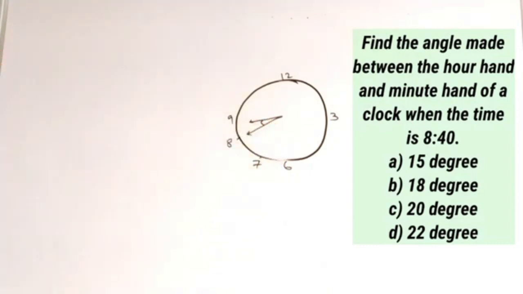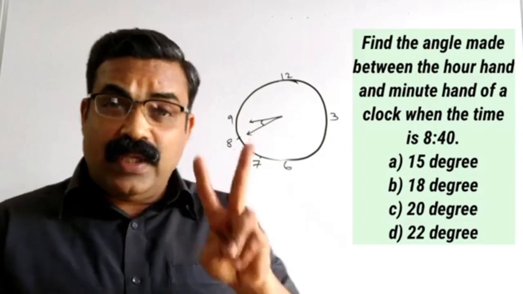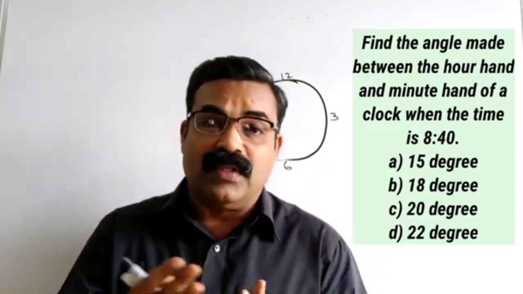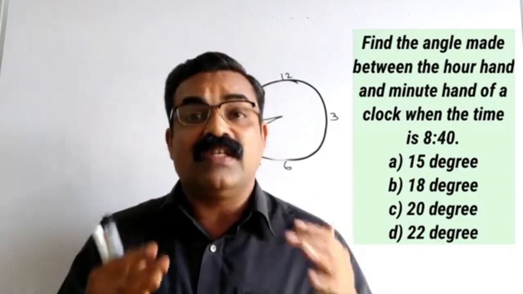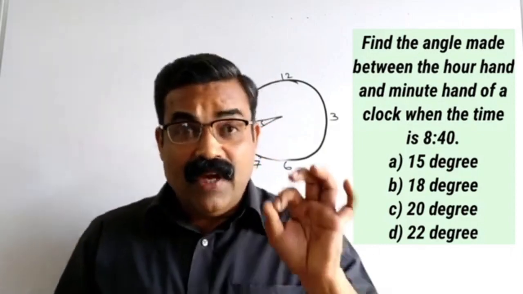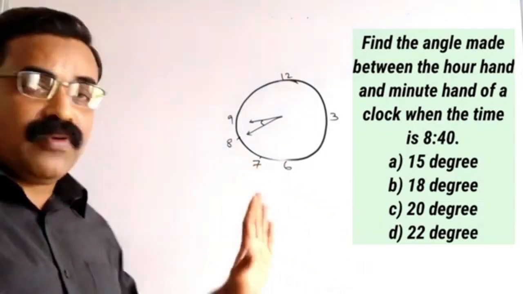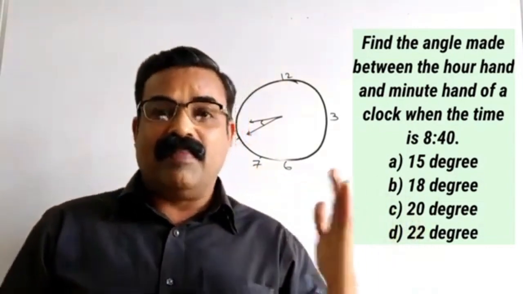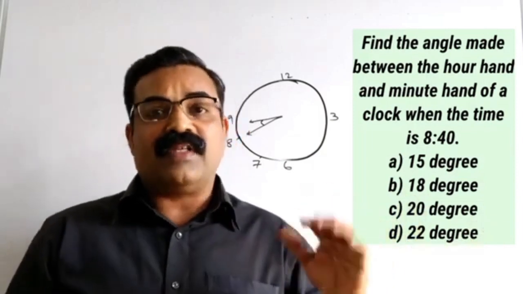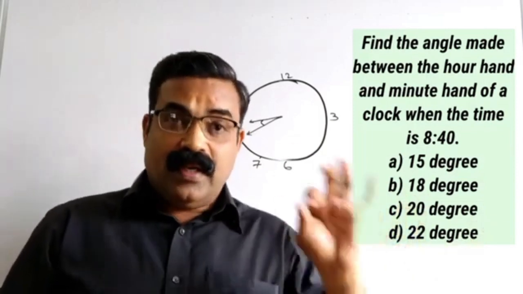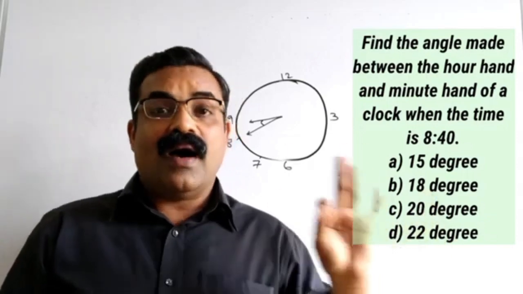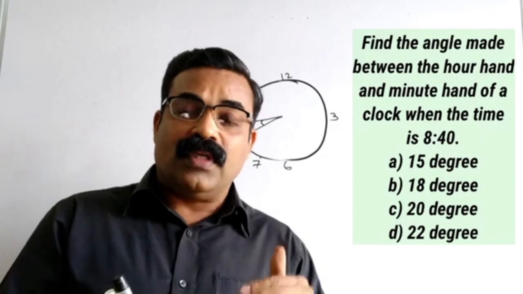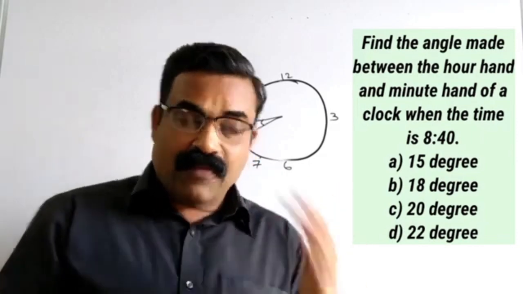The time is 8:40. So students, we have two different methods to find out these types of questions. I'll explain both methods to you. Whichever is easy for you, follow that. One is a concept building exercise, CBE, and the second one is a formula based approach. I am explaining both to you. Whichever is easy for you, follow that.